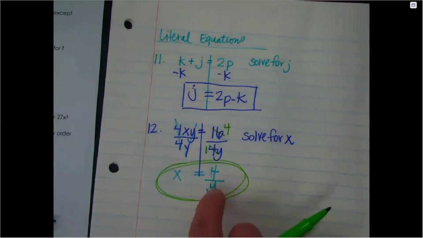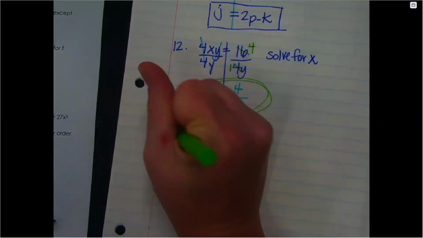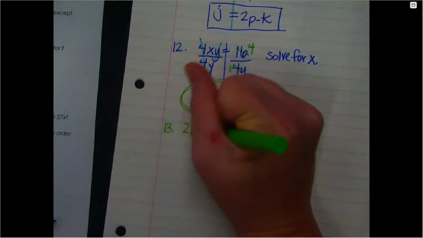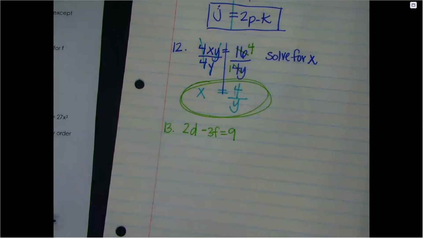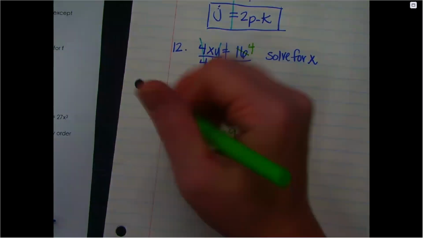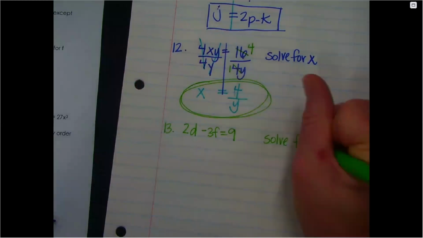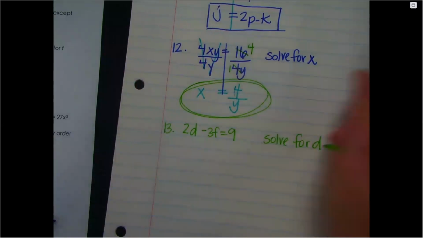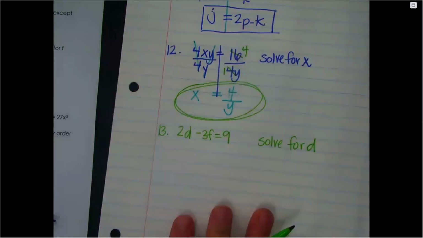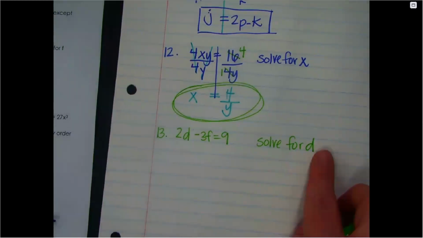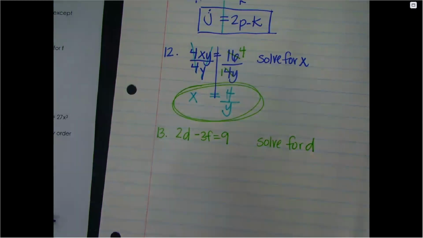Okay, number 13. We've got 2d minus 3f equals 9. Oh, that is the problem. My bad, y'all. That's fine. This time we'll just solve for d. So that's going to be different than your problem, because your problem that you're going to be doing is solving for f. Well, I'm going to show you how to solve for d. It doesn't matter. You can solve for whichever variable you want. You just have to do the opposite operation.